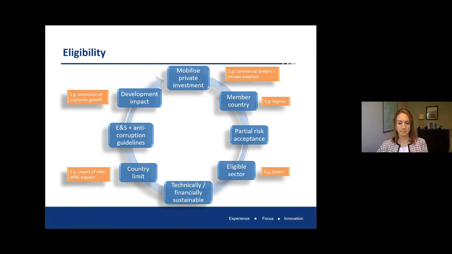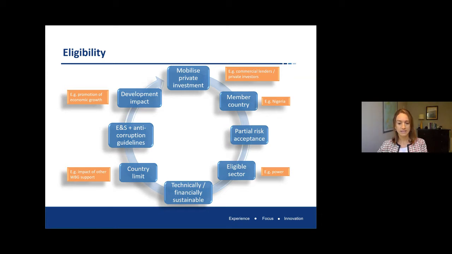E&S and anti-corruption guidelines. No surprises here, I don't think. We've got the World Bank Group involved, and therefore they will expect any project to which the PRG may be applied to comply with World Bank standards in these respects. So that includes things like the IFC performance standards, which many of you will be familiar with. In the context of an internationally financed transaction, this shouldn't be a particular concern, as most investors and lenders will already have these requirements. So just a point to note.